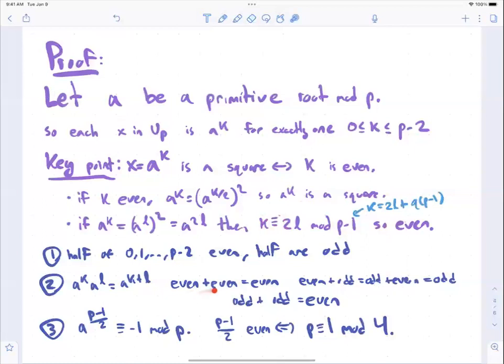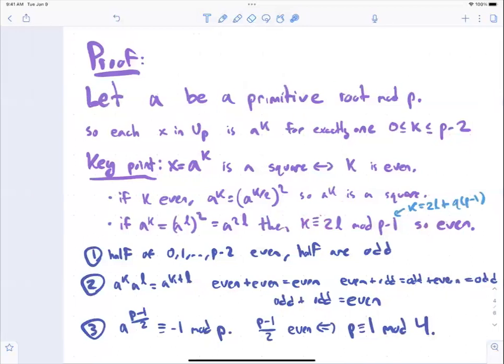So this is giving you a square times a square is a square. This is giving you a non-square times a non-square is a square. This is giving you a square times a non-square, or a non-square times a square, is a non-square. Okay, so that verifies this multiplication property.